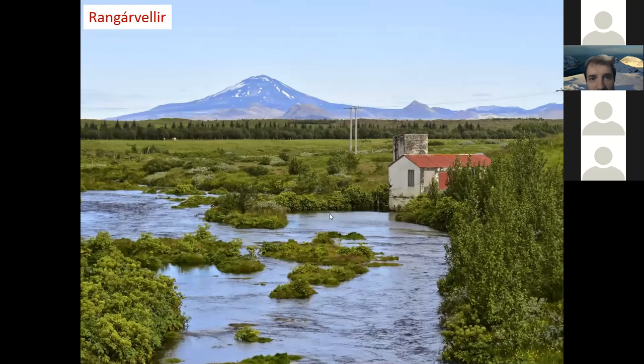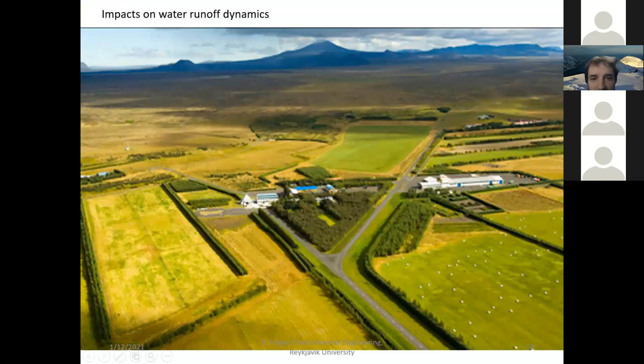Here you have a picture of Rangárvellir, which is, if you drive now towards Hekla or to Gunnarsholt, you will see very pristine green areas. You have in the back here Mount Hekla, the volcano that erupted quite frequently. And you will think it's a pretty nice area to live in. But unfortunately, it was not always as comfortable to live close to Gunnarsholt. Gunnarsholt is the headquarters of the Soil Conservation Service.